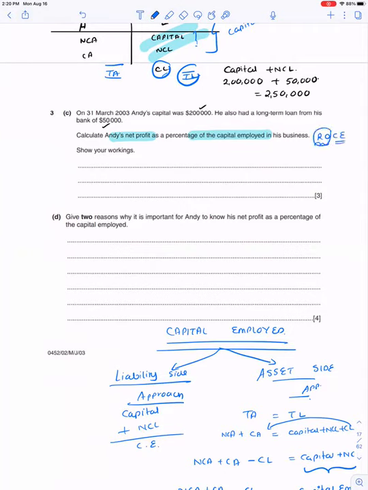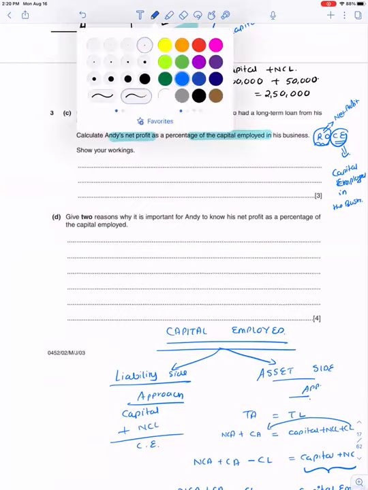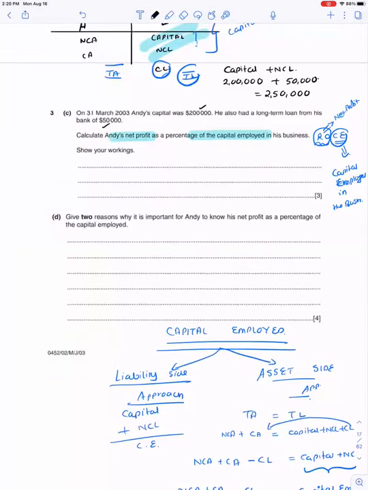Return on capital employed. What is the return? What is the profit that you are earning on the capital that you have employed in the business? That is called return on capital employed. So I have to indirectly find the return on the capital employed. So Andy's net profit as a percentage of the capital employed.